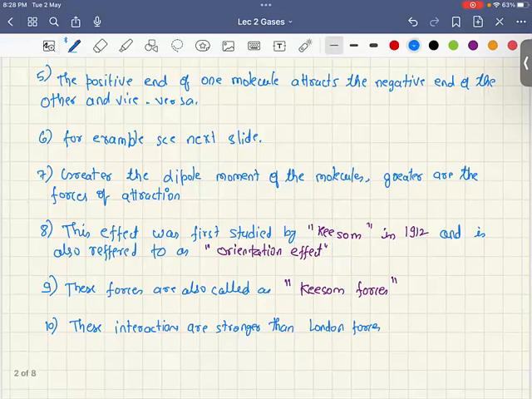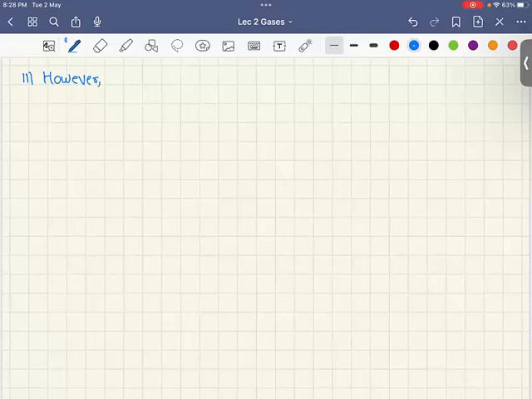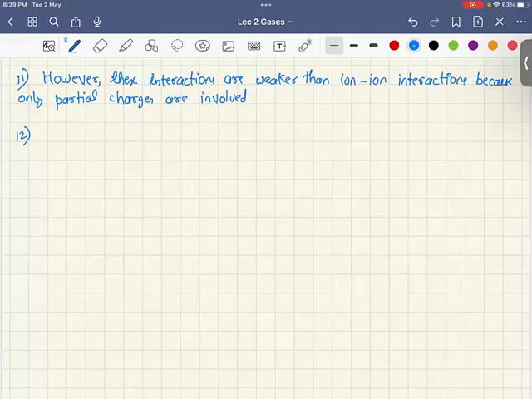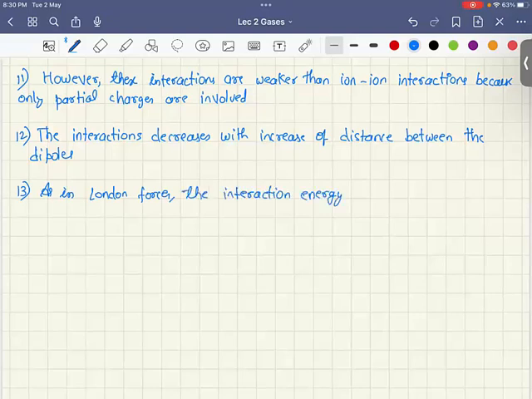Next point. However, these interactions are weaker than ion-ion interaction because only partial charges are involved. The interaction decreases with increase in the distance between the dipole molecules. As in London forces, the interaction energy is inversely proportional to the distance between the polar molecules.